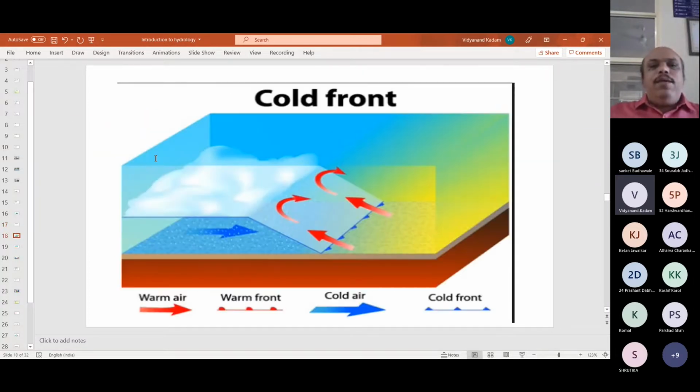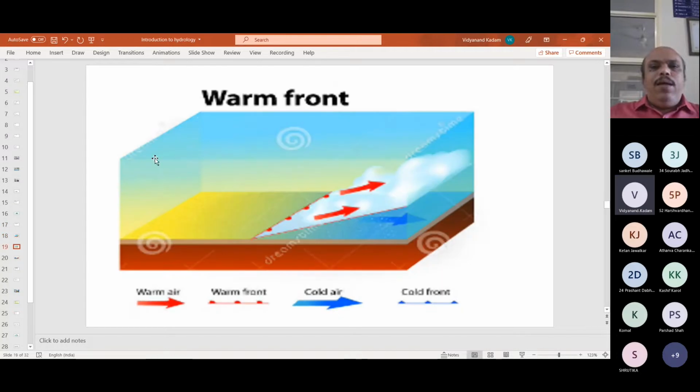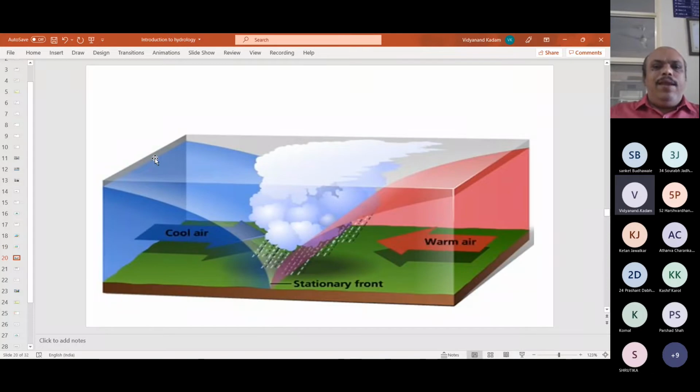So these are the sketches of cold front, warm front, stationary front. Cold air masses and warm air masses, when they are drawn towards one point or towards the low pressure belt, then the contact surface is known as a stationary front in which intense precipitation takes place.